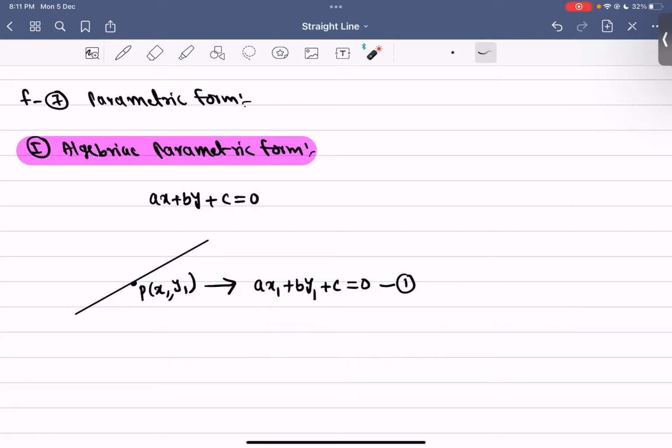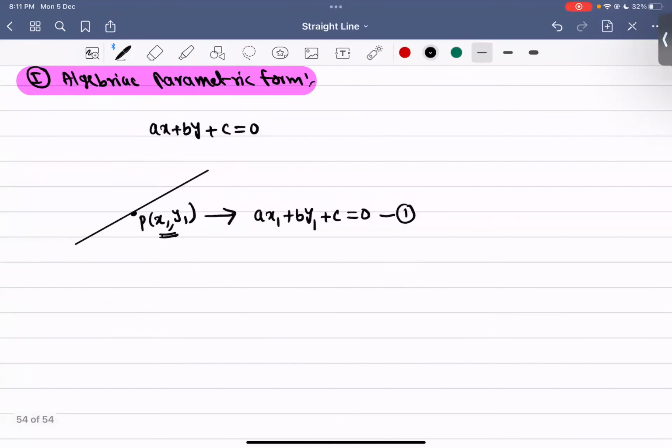This is actually the procedure. But instead of considering x1, y1, we can solve the problem by considering the point P in terms of a single variable. Instead of taking x1, y1, two variables, which need two equations, we can consider only one variable. That is called algebraic parametric form. So how to consider this (x1, y1) in terms of a single variable? That is very, very important. Now we will see how we consider it.